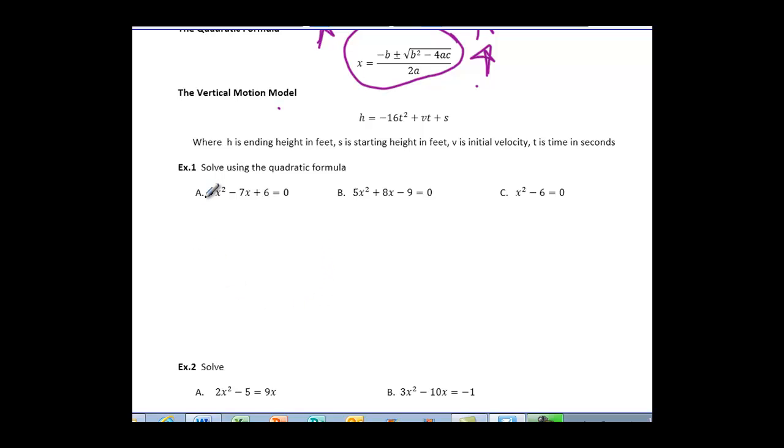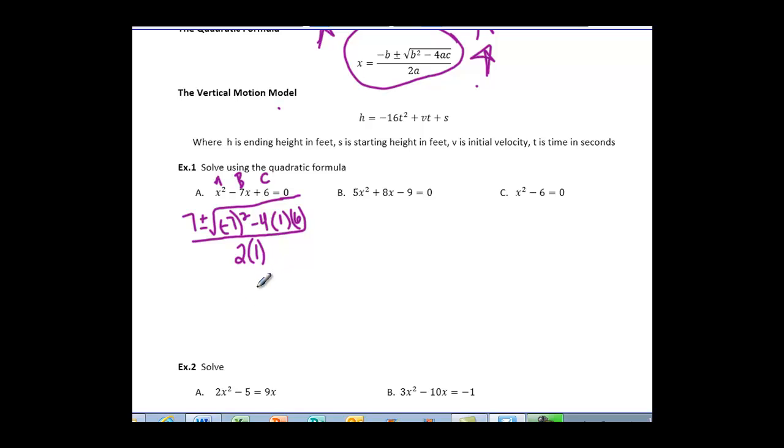The first thing you're going to want to do is label your terms as a, b, and c, and then we're going to go ahead and plug them into this formula. So we're going to do opposite of b, in this case, which is going to be 7, plus minus the square root of b squared, so we have negative 7 squared minus 4, put your a and your c in parentheses, so a is going to be 1 because we have nothing in front of this x squared, and then c, which is 6, all over 2 times a, which again is 1.